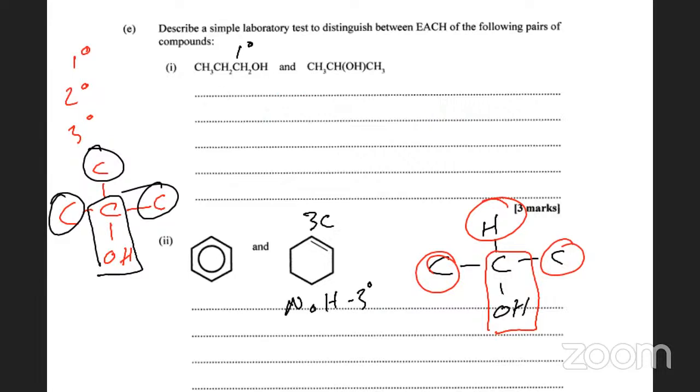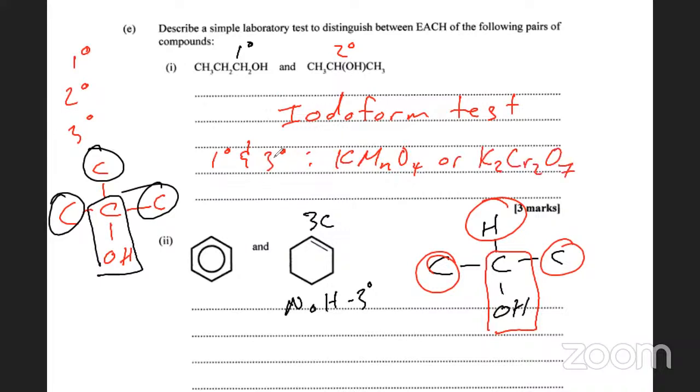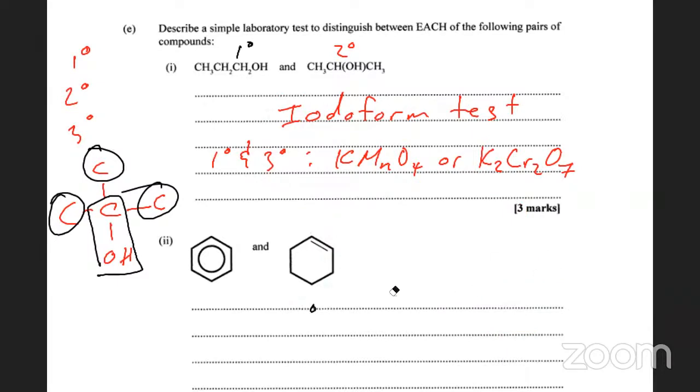All right, I'm going to have to continue. So you will do the iodoform test. That's when it's primary and secondary. If it was primary and tertiary, you could use potassium permanganate or potassium dichromate. So remember now, tertiary alcohols are not oxidized. All right? Tertiary alcohols are not oxidized. Good. But because primary and secondary alcohols are oxidized, that is why you cannot use potassium permanganate or potassium dichromate, right?